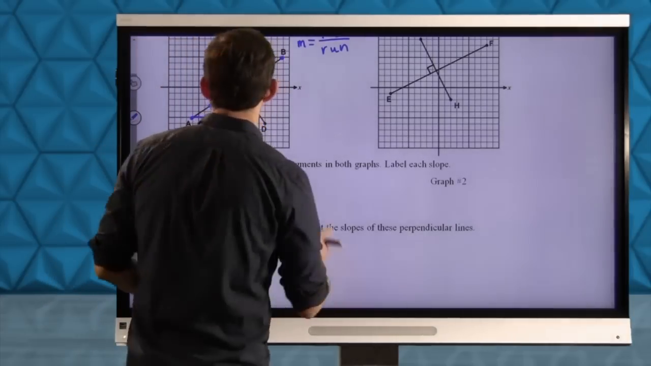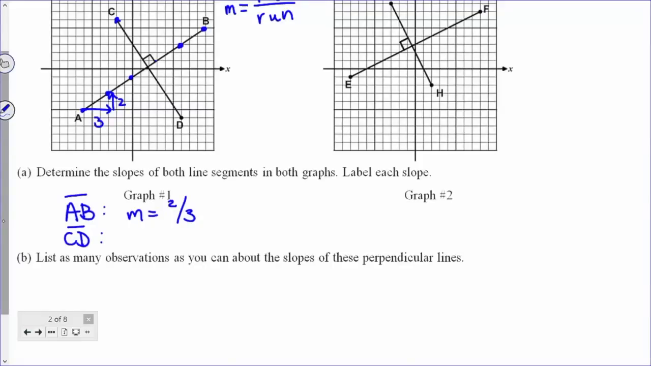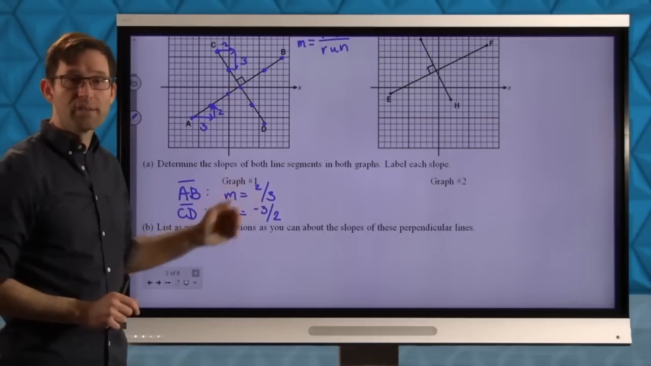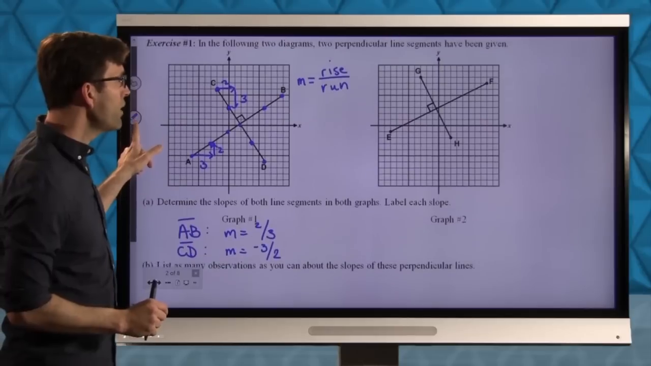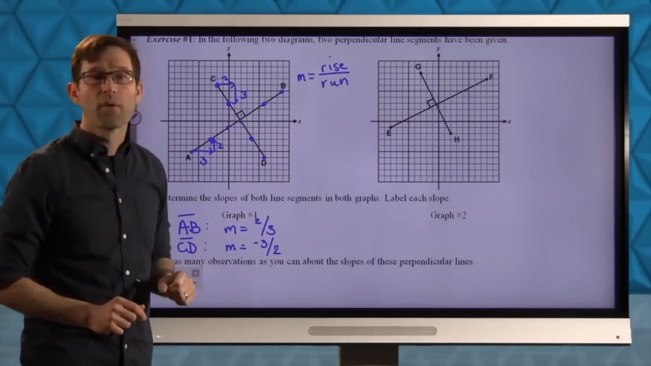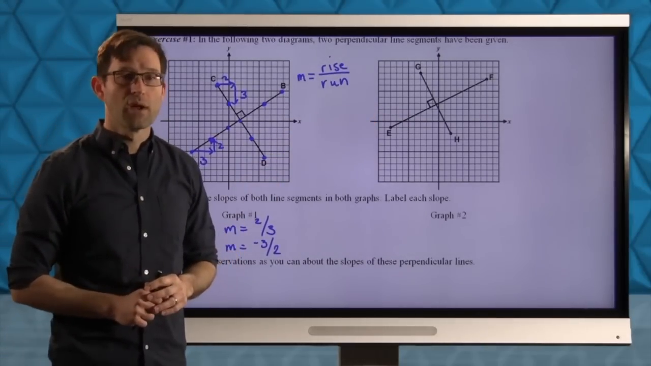Let's take a look at CD. Same kind of idea. Try to find some nice points. There's a nice one, a nice one, a nice one, etc. All right. And what I see is that for every 2 units that it runs, it actually falls 3 units. So the slope of CD will be negative 3/2. So the slope of AB is positive 2/3, and the slope of CD is negative 3/2. All right, why don't you go ahead and do the 2 slopes from this particular graph. Pause the video and take as much time as you need.